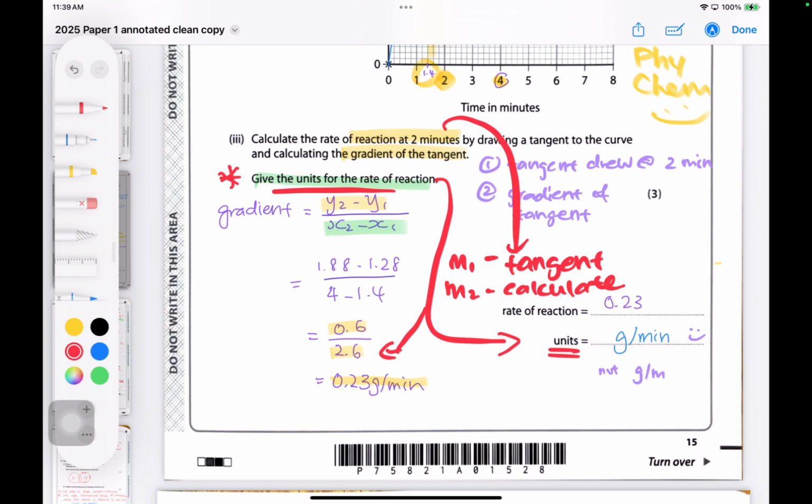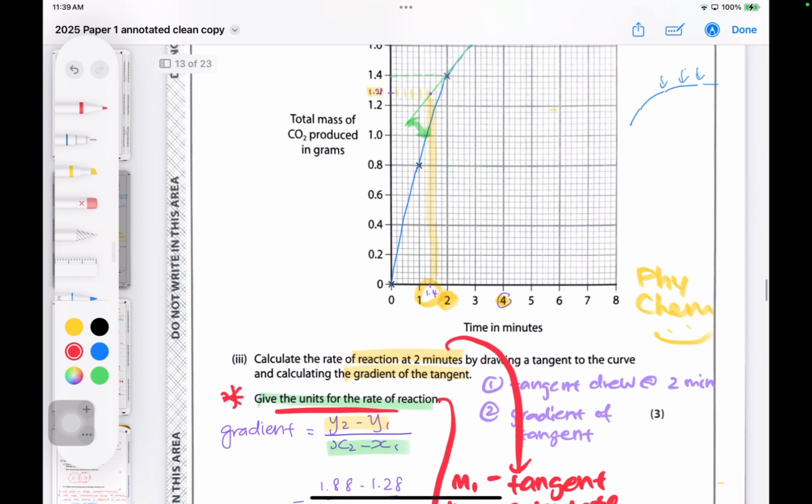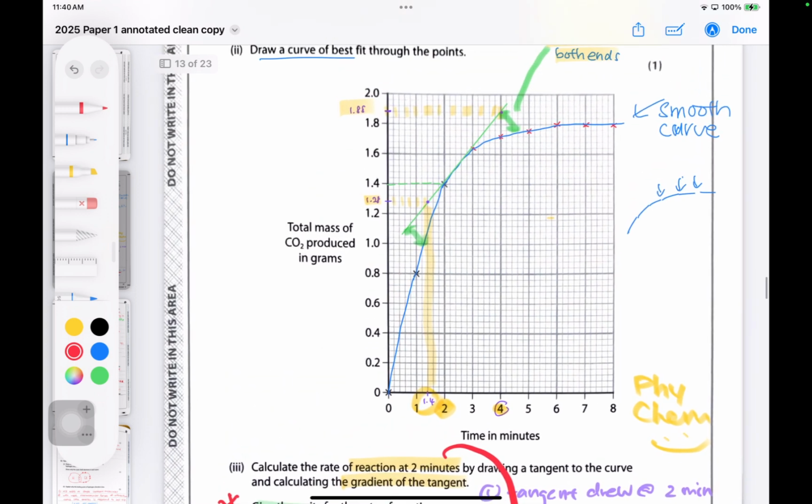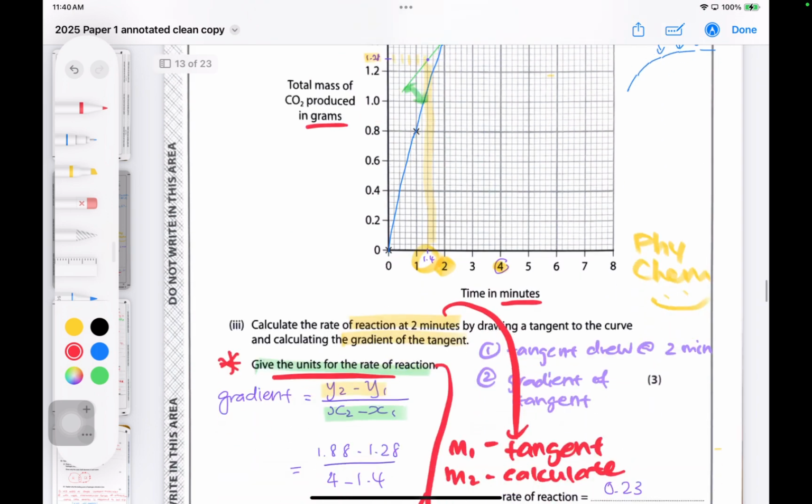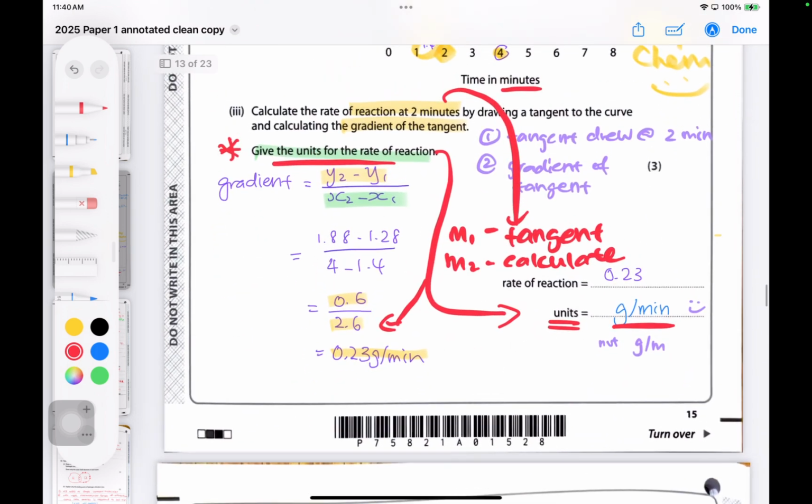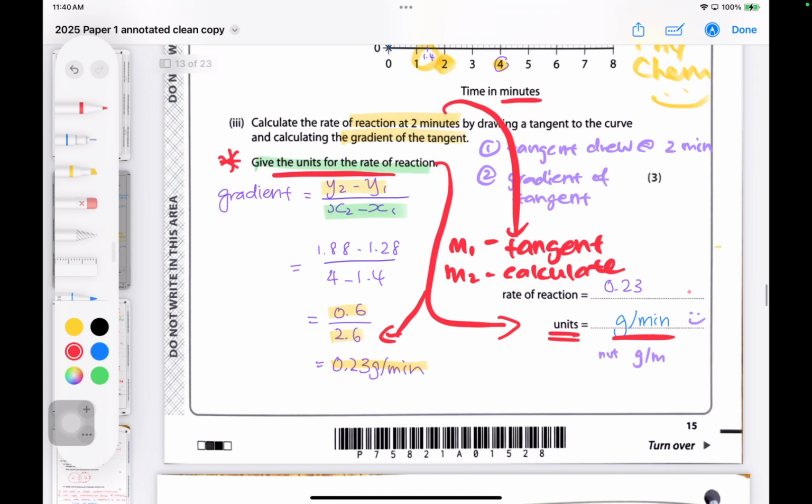So if you're still unsure about this, you can always go to the table that has been provided for you. The time is given in minutes, and the mass is given in grams. So there is no way you should get this question wrong. Even if you don't know how to draw the tangent or calculate, you should at least get 1 mark for the unit over here.